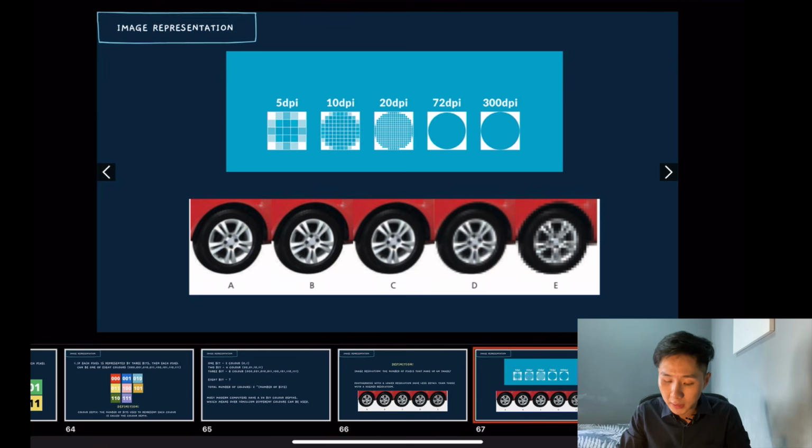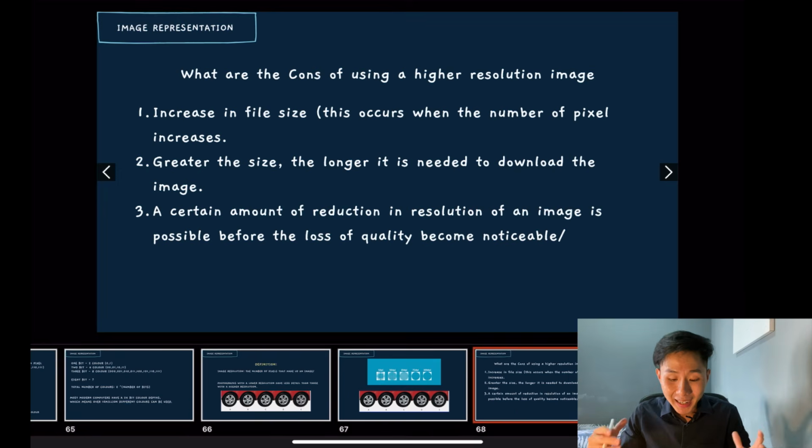So another picture here. Again, they ask, what are the cons of using a high resolution image? What if I want to have a higher quality image? This is pretty common sense. The first one is the increase of file size, because the more pixels that you have, the more binary bits that you will need to store. And the greater the size, the longer it takes to download the image. And then point number 3, a certain amount of reduction in resolution is possible before the loss of quality becomes noticeable, which we will touch on more in data compression.